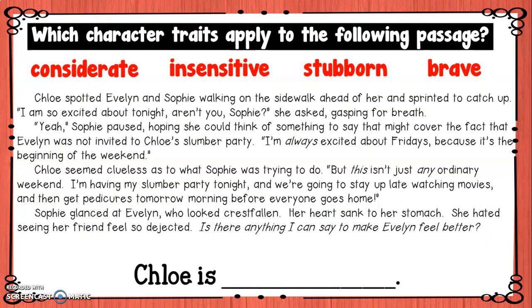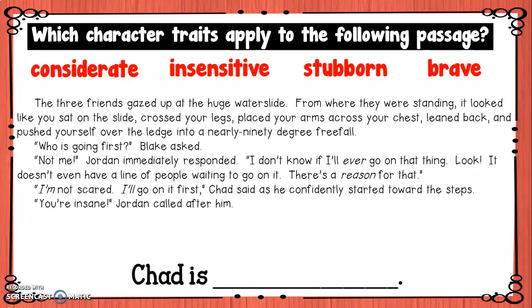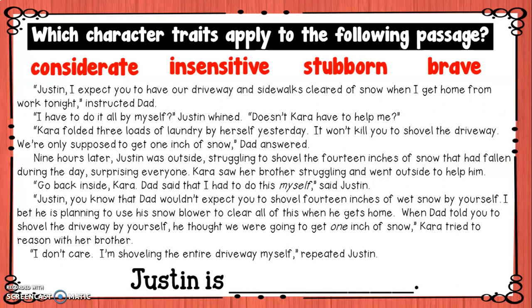And as independent practice, I want you to get a piece of paper. I want you to write down Chloe's name and pause the video while you read this passage and identify the word that describes Chloe. Same with Sophie. Make sure you're pausing the video. And Chad, as well as Justin.